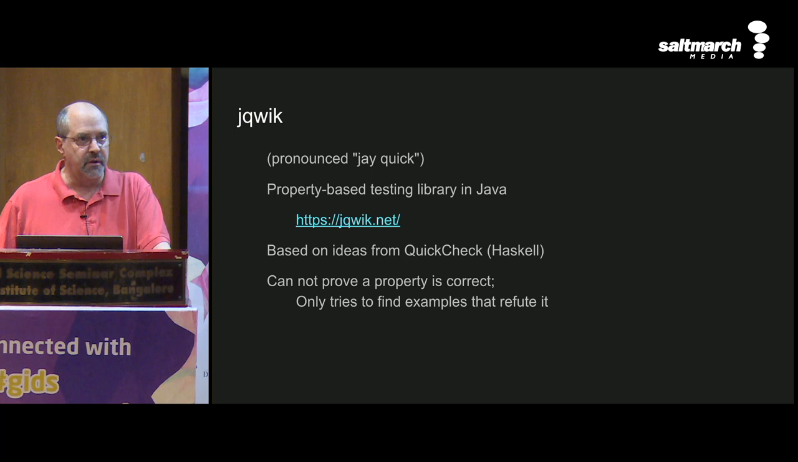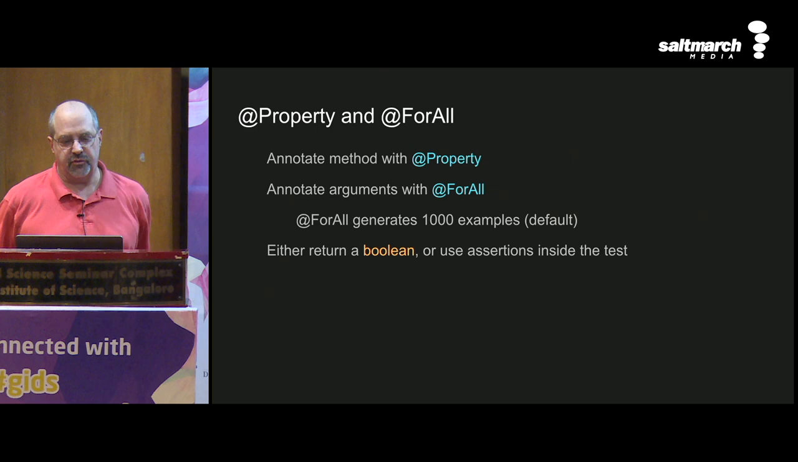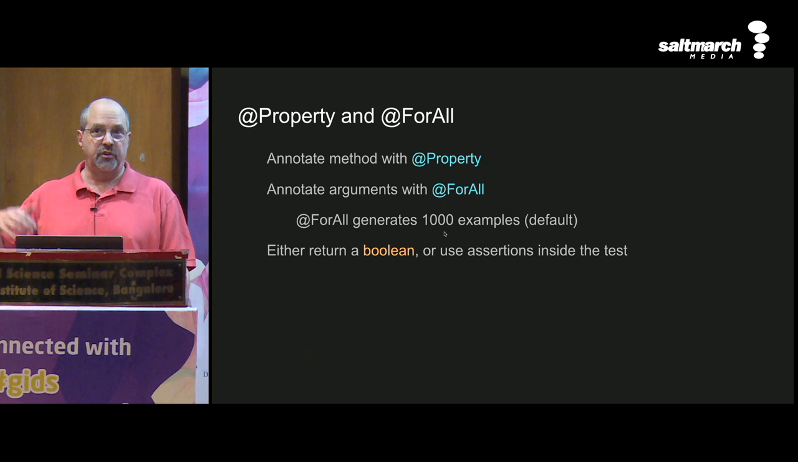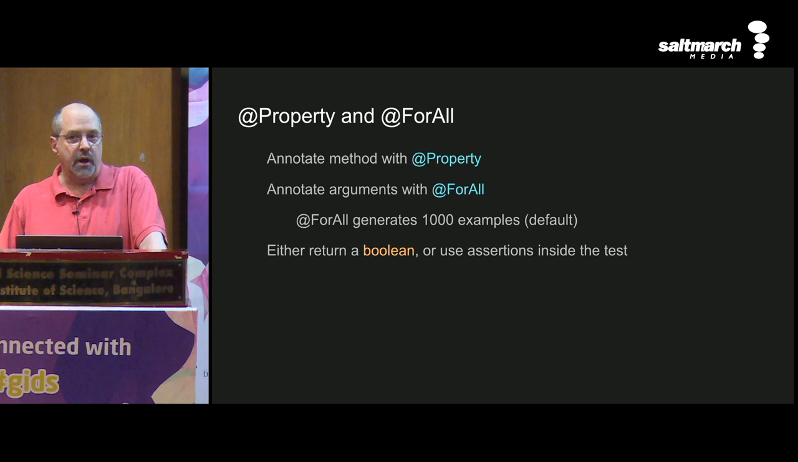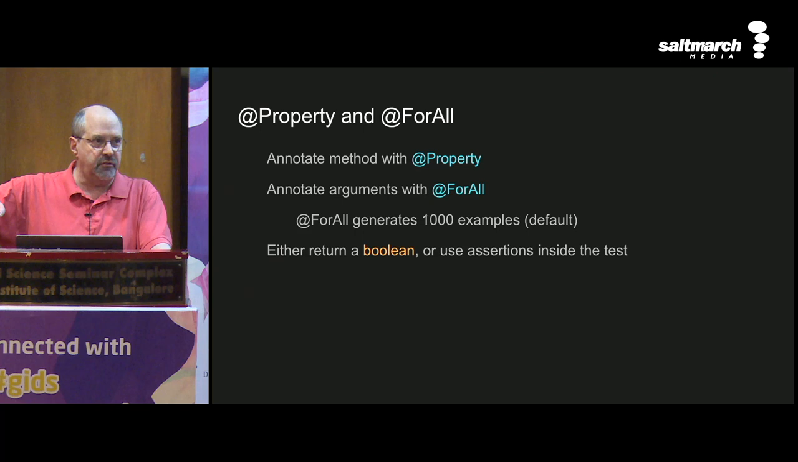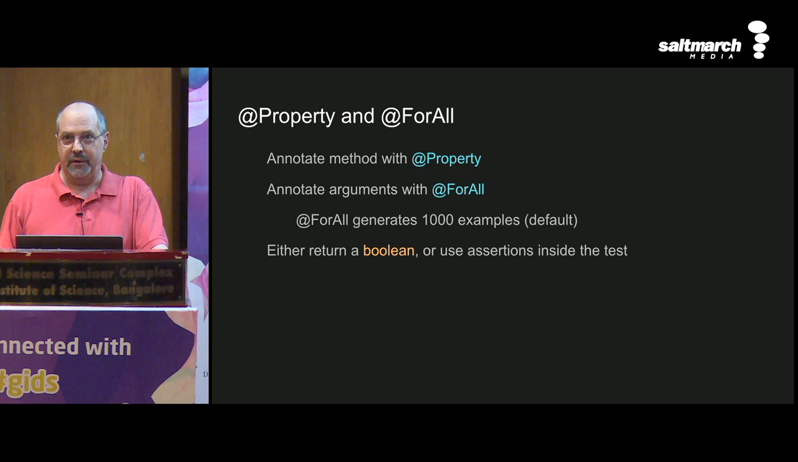That's what this is doing, searching for counterexamples for all of these. And the big one I mentioned, @Property and @ForAll, we're going to use all the time. Now, by the way, @ForAll allows you to specify the number of examples you want. Now, what you do when you write your test is either you put the actual assertions right inside the test, or you make the test method return a Boolean. And it'll check that Boolean to see if that's correct or not.